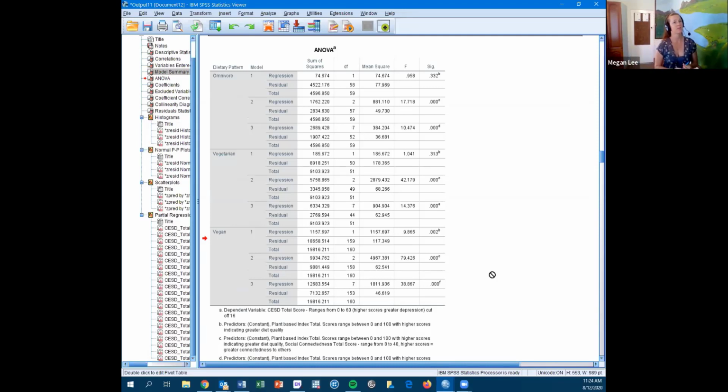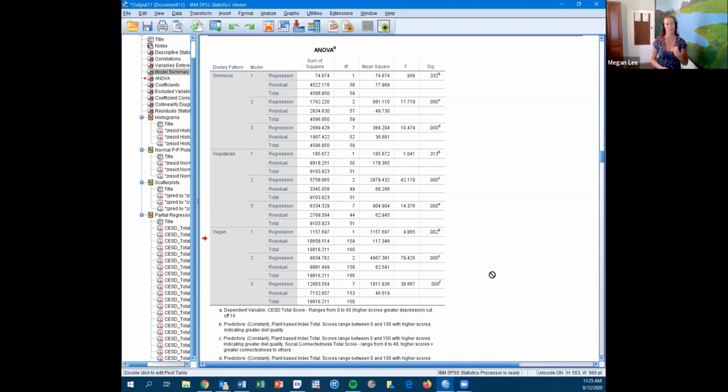Tell me about this. This is very interesting indeed. So when we have diet only in our model, it's not significant. But then when we add social connectedness and our confounding variables, our model becomes significant. Can you see that? In all of them, in vegetarians and omnivores, that's the case. So model 1, just diet and depression, not significant. But when we add social connectedness and the other confounding variables, that makes the model significant.